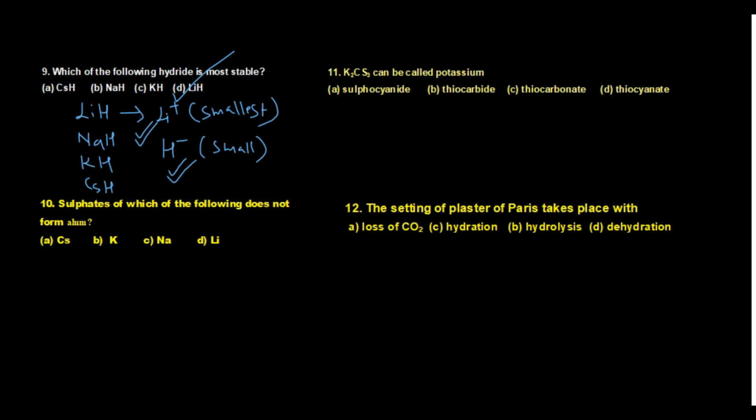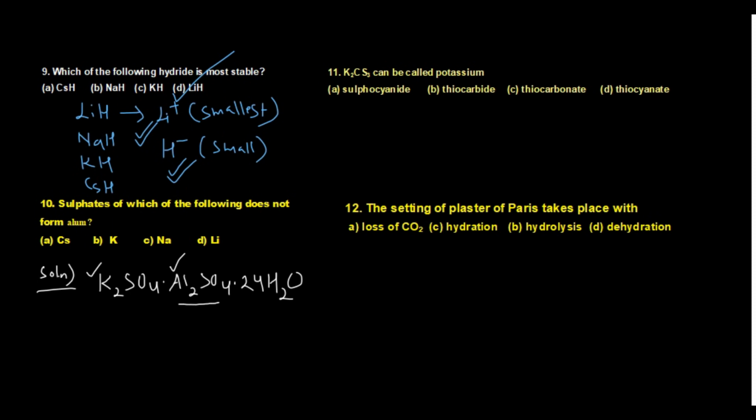Now moving to the next problem. It says, sulfates of which of the following does not form alum? This I have already told you in my lectures also. If I take the example of any alum, say potash alum, K2SO4, Al2(SO4)3 with 24 water of crystallization, aluminium is bigger in size, potassium is also comparatively very big, so potassium can stabilize the bigger aluminium ion. That's why it can form the alum.